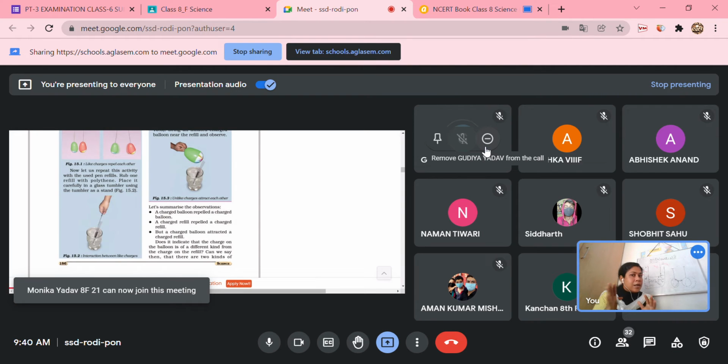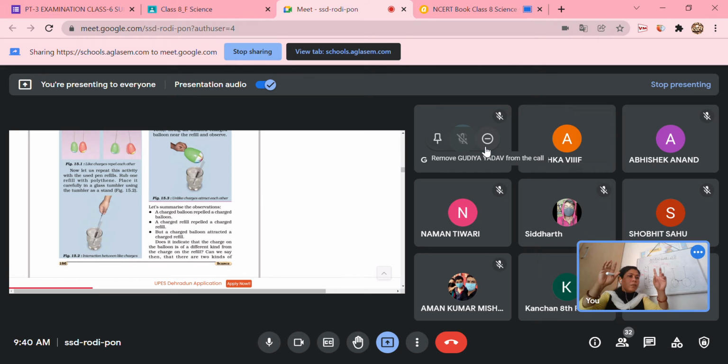Done? Yes, ma'am. So it is showing that by rubbing the same material with any other same material, it will acquire the same charge, and the same charges repel each other, like that of magnets.